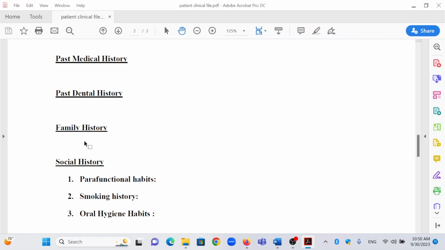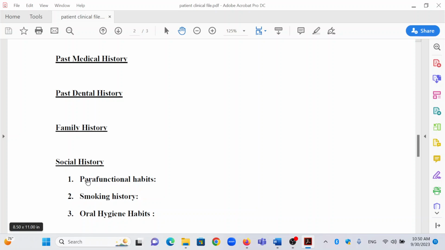After the family history, we will discuss the social history, which is the last part of the patient history. The social history consists of any habit that may have a harmful or adverse effect on oral health. So we have here parafunctional habits, we have smoking or tobacco use, and we have oral hygiene habits. All of these are discussed within the context of social history.